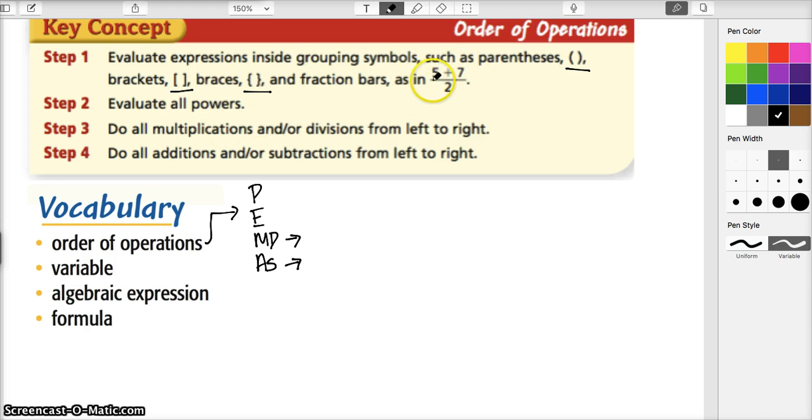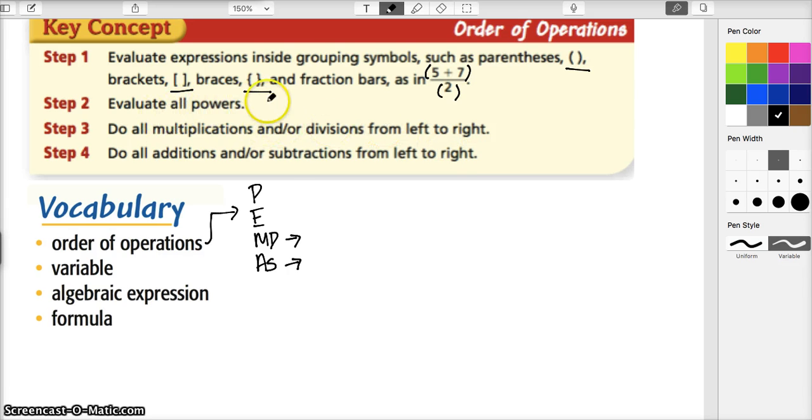Additionally, a fraction bar is in a sense similarly considered a kind of a grouping symbol, right? Because we know that we've got two separate parts, which is the numerator and denominator. So technically the numerator is grouped together with all the elements or terms up there, and the denominator is grouped together. So here I know I would add 5 plus 7 before I deal with dividing this too.